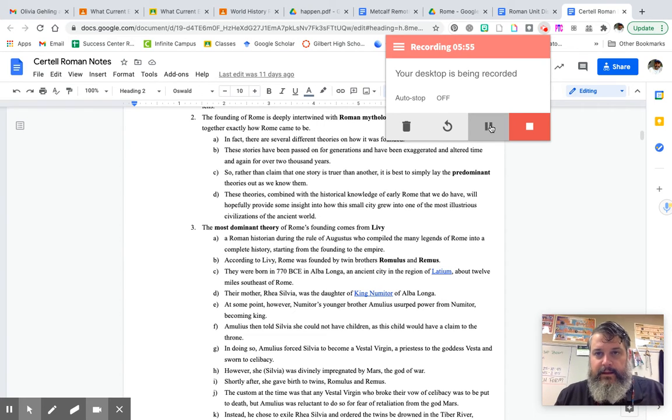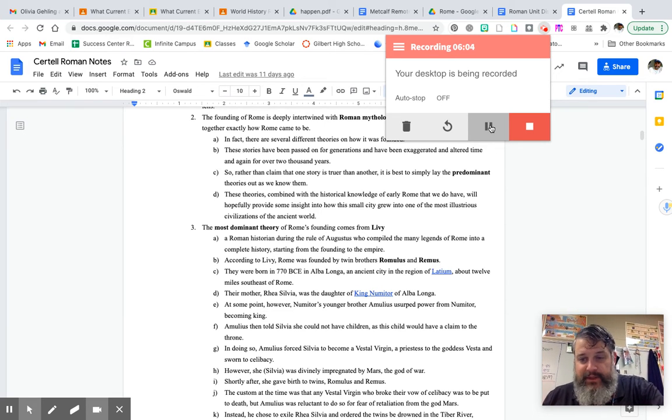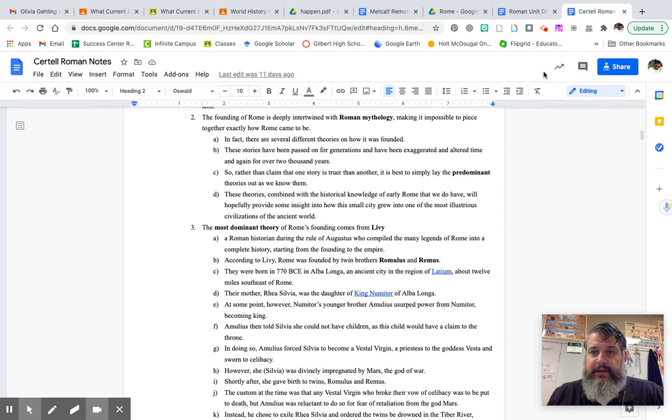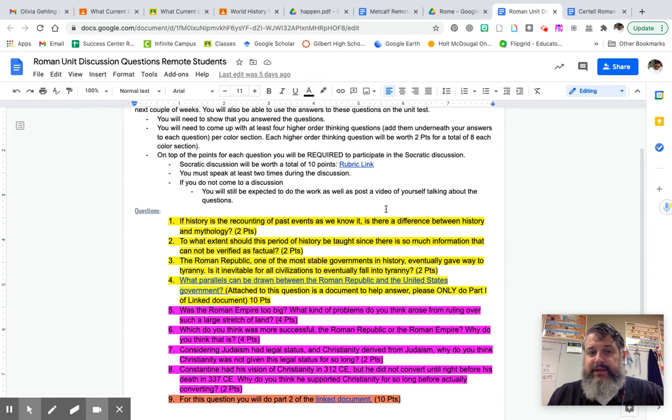Pause. Okay, where Rome really pushes out past Italy's borders and becomes one of the largest empires ever. Definitely one of the most powerful, with an amazing military. And then eventually Rome is going to fall. There are all kinds of different reasons, and we'll get into that later on. But for this week, we're going to be looking at these first 4 questions. You guys are going to have a Socratic discussion on it.